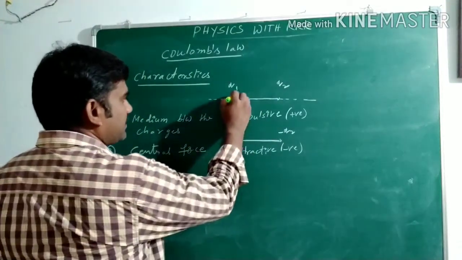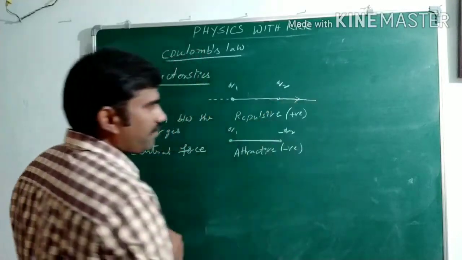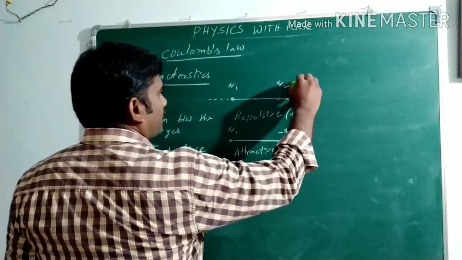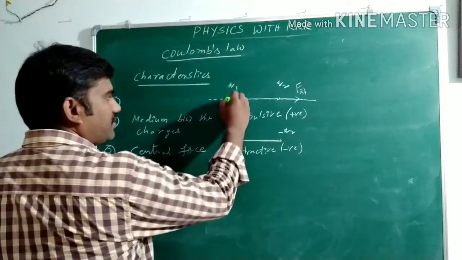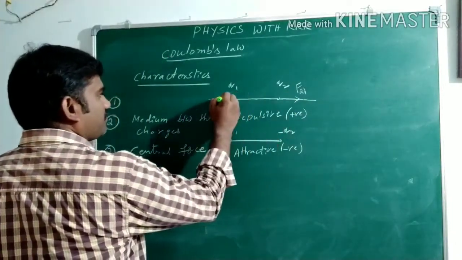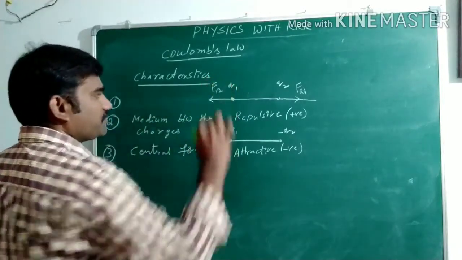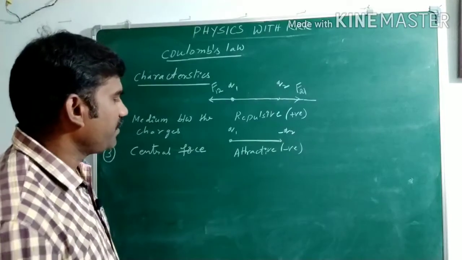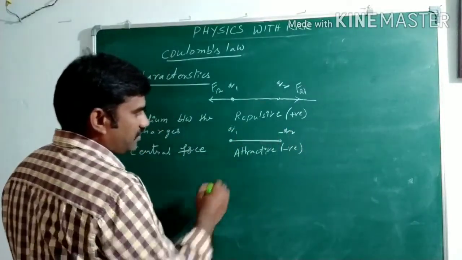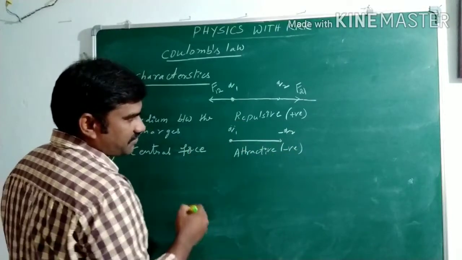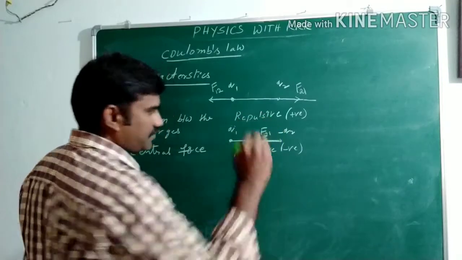Now this will exert a repulsive force on this, in this direction. That is called force on 2 due to 1. The same way, this will exert a repulsive force in this direction. So this is force on 1 due to 2. In this case, Q1 and minus Q2, so Q1 will attract minus Q2. So this is acting in this direction. This is force on 2 due to 1.